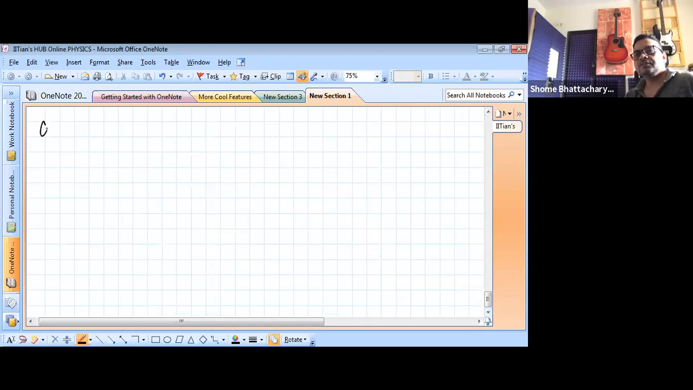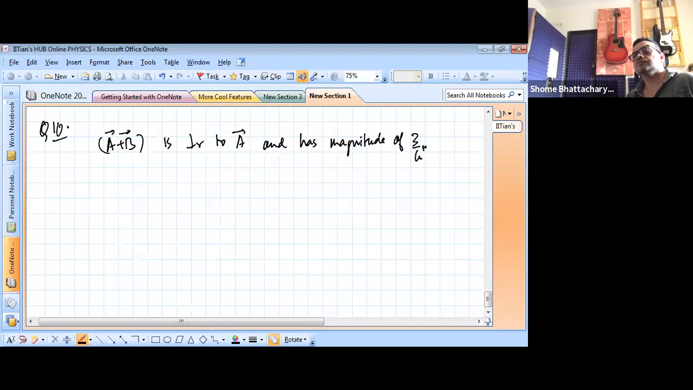So question 10, it is given to us that A plus B is perpendicular to A and has a magnitude of 3/4 of the magnitude of A. Okay, this is what is given to us. So we have to find mod A is to mod B. One way is we can do it by triangle law.